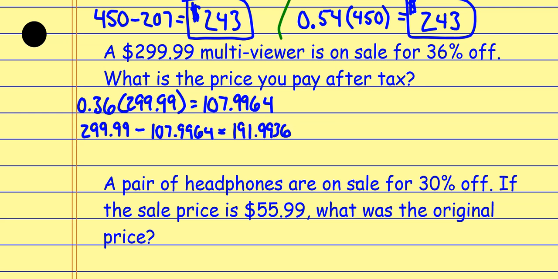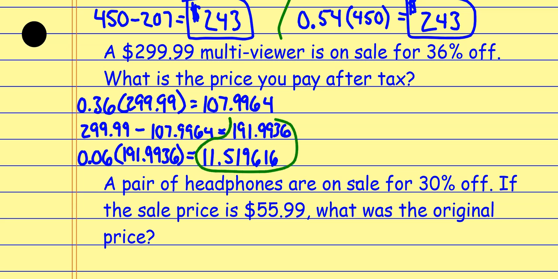So if I'm doing it this old school way, I have to find 6% of that. 6% as a decimal is 0.06 times the 191.9936. Again, that's a job for my calculator. So I get $11.519616. But now here's the thing, that is not the amount I'm going to pay. That's just how much I pay in tax. So what I actually have to do is add these two values together. Okay?